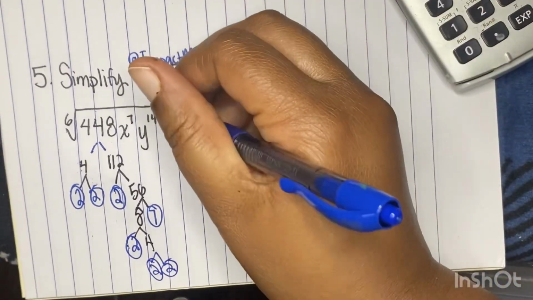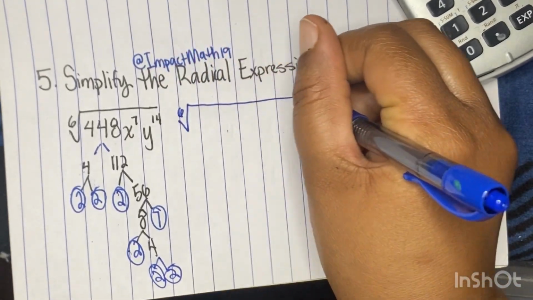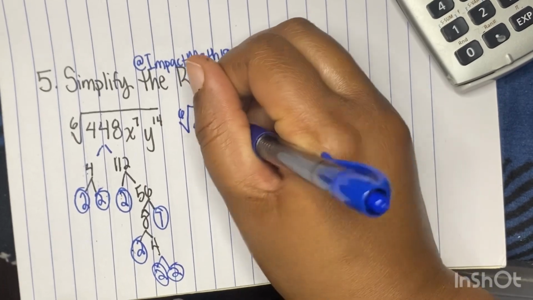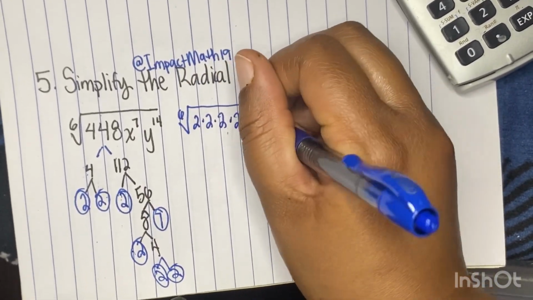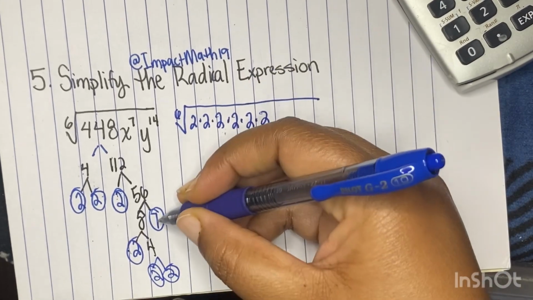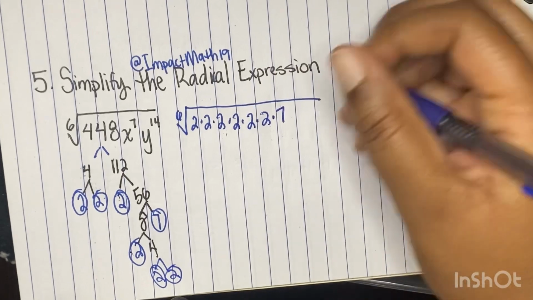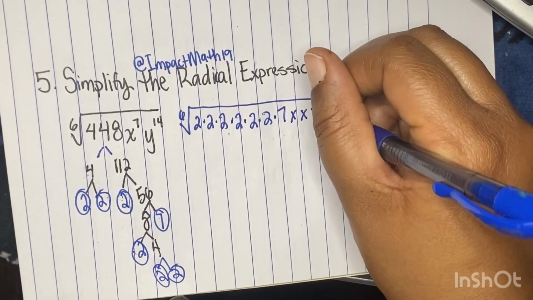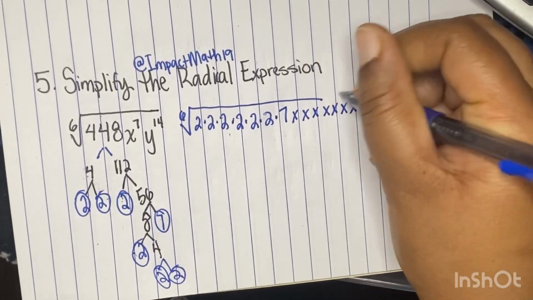And then, what we're looking for is a group of 6 to take out. So we have 1, 2, 3. And we have 1, 2, 3, another group of 3. And we have a 7 here. We have 7 x's. So 1, 2, 3, 4, 5, 6, 7.